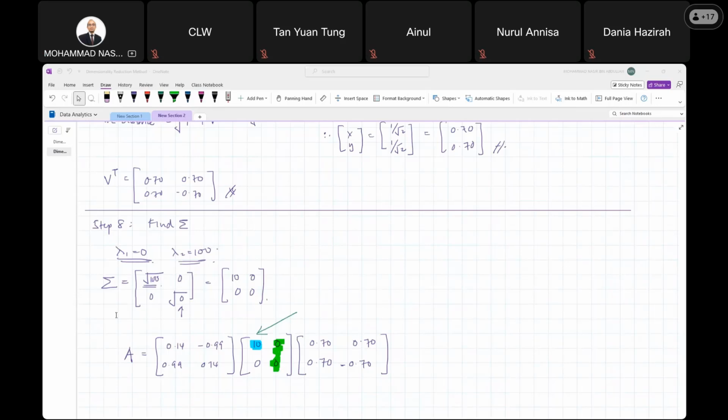Right, so do you have any questions so far regarding how to calculate the SVD of matrix A? Any question?